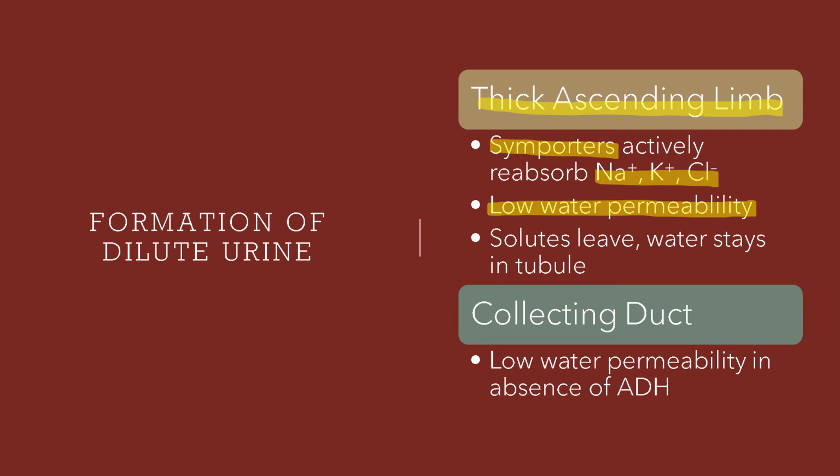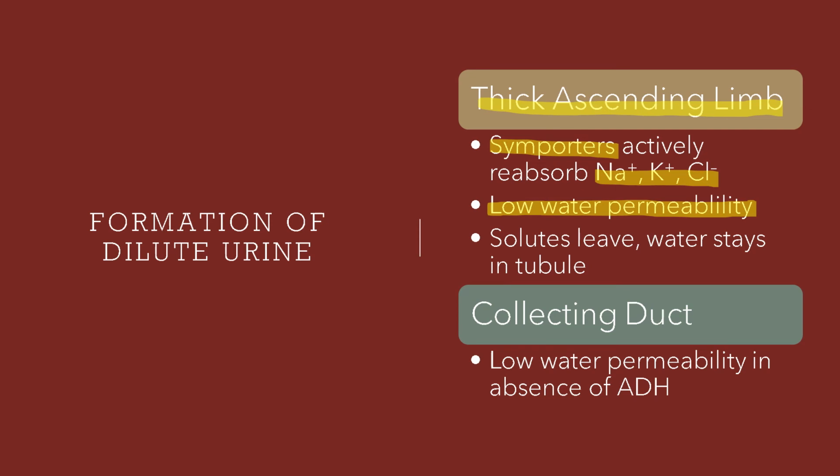The fluid continues flowing along the distal convoluted tubule. At this point, additional solutes will be reabsorbed, but very few water molecules. The early distal convoluted tubule cells are not very permeable to water, and they're also not regulated by antidiuretic hormone.